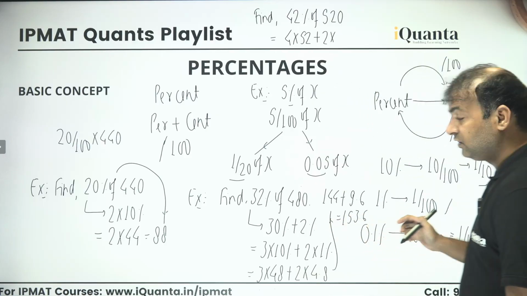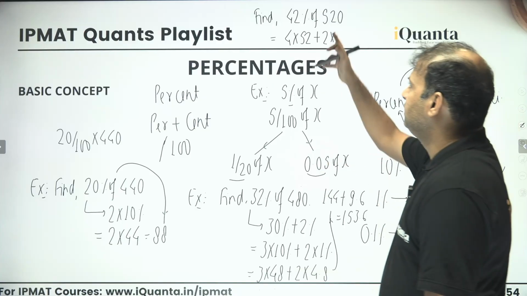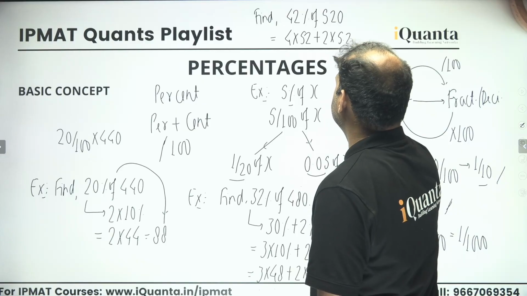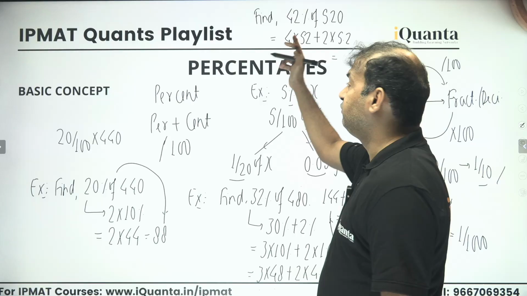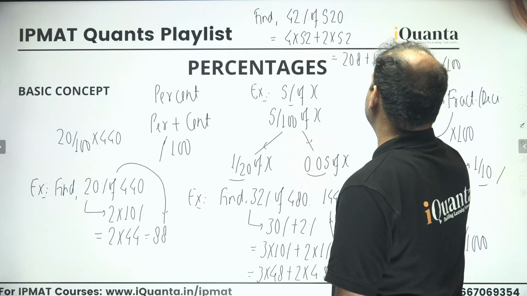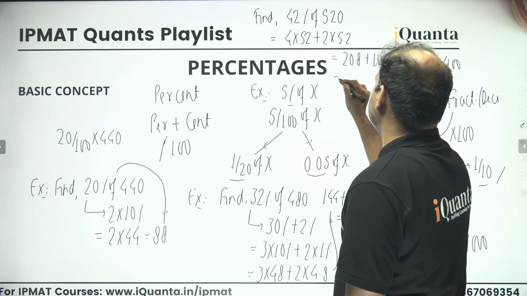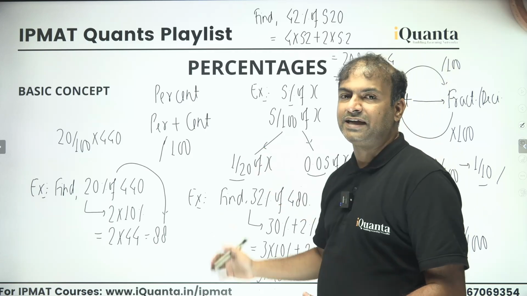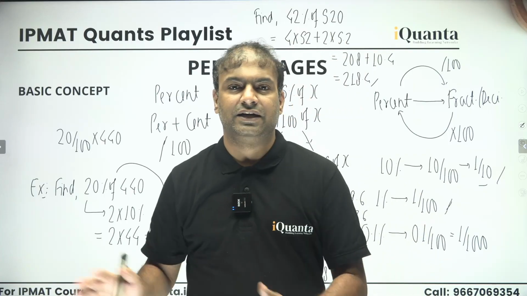And 1% of a number is nothing but dividing by 100. So 1% of 520 must be 5.2. Now, we'll just do some basic calculation. So 4 into 52 must be 208, plus 2 into 5.2 must be 10.4. Now guys, if we add this, it will be what? It will be 218.4. So this is how we can do these calculations in much less time.